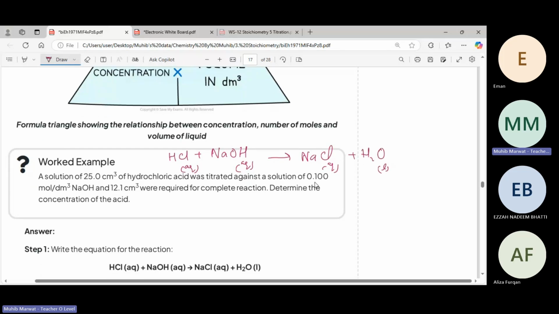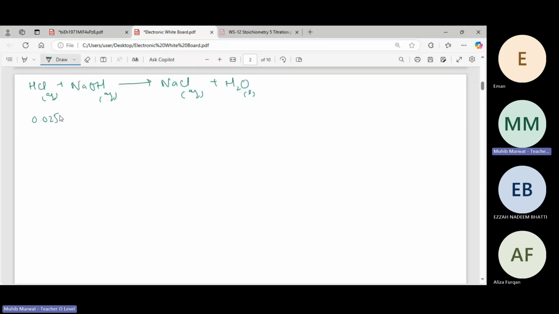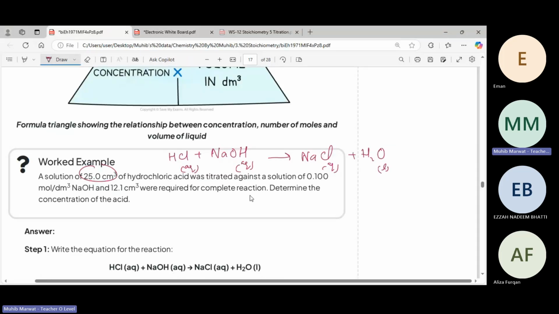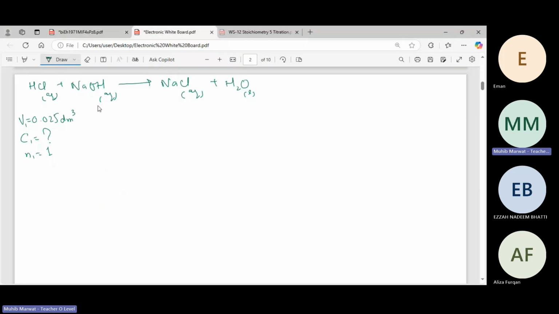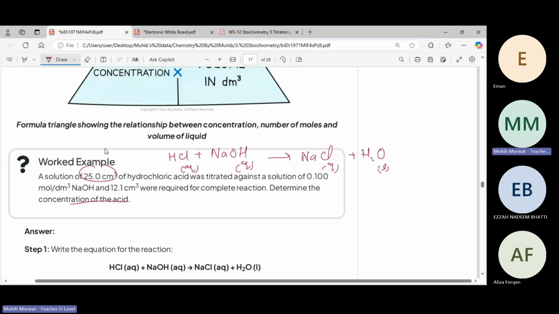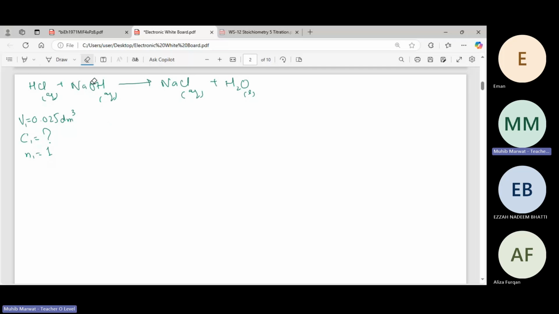Alright, so we are going to solve it quickly. Now the volume of acid is given; I'm directly converting it into dm cube. This is for example V1, right? And we will have to find the concentration of acid. The number of moles of acid is 1, and also whatever the concentration of base or alkali. The volume of base is 1.21 dm cube, and its concentration is 0.100 moles per dm cube.